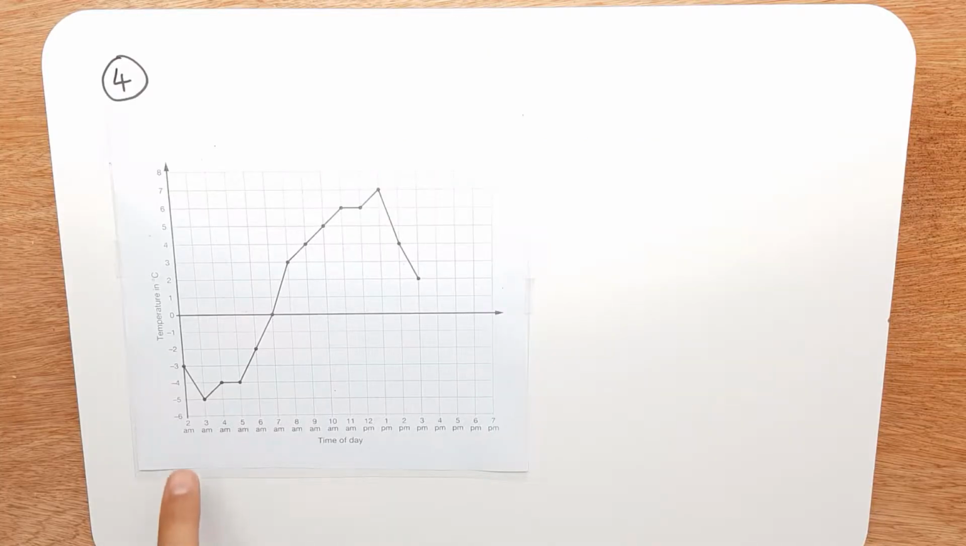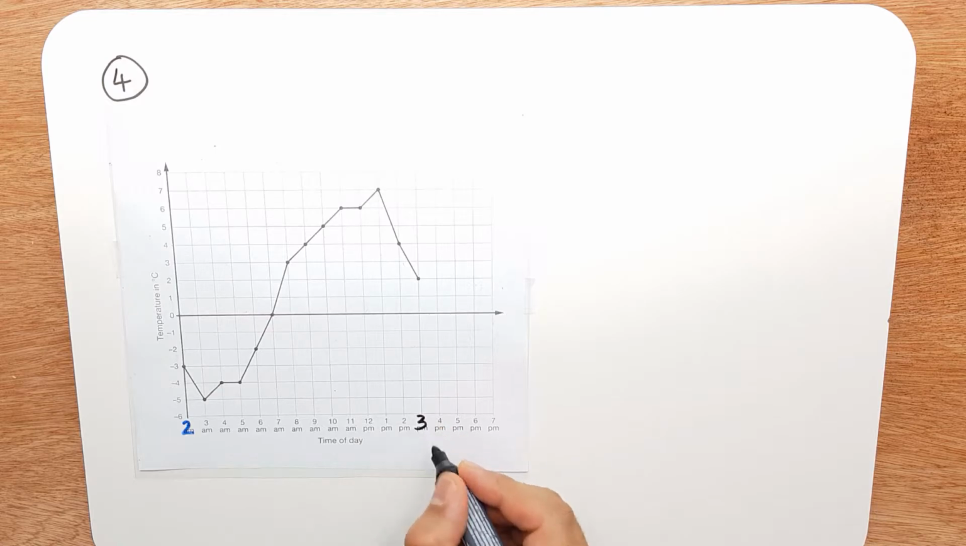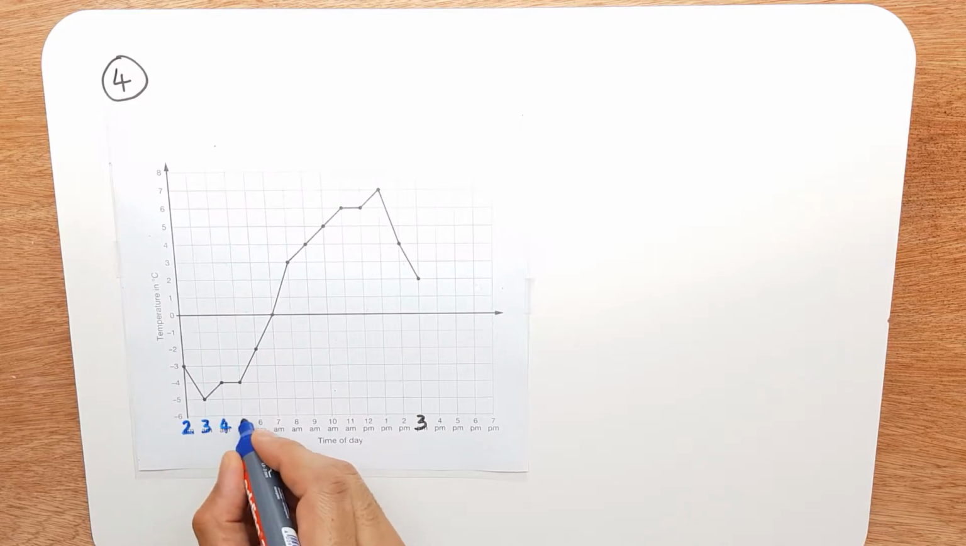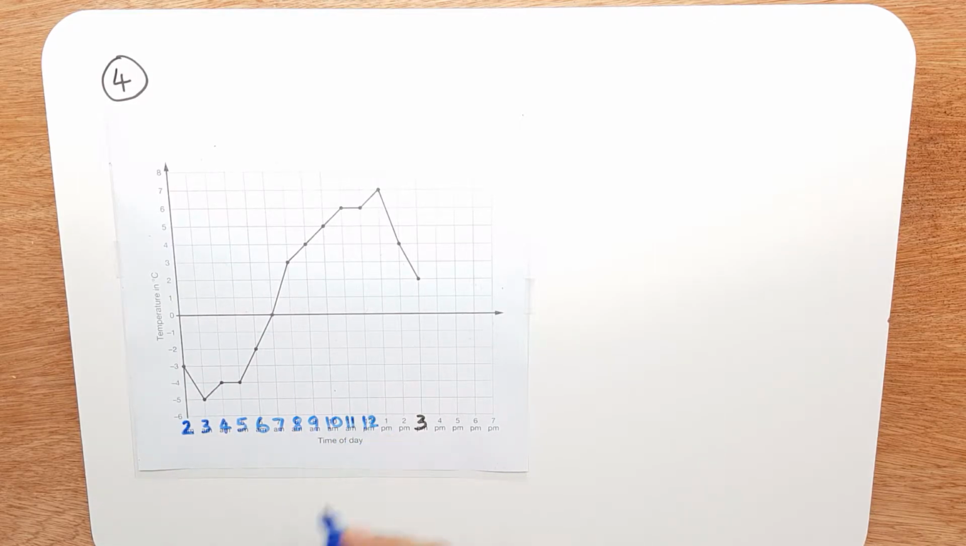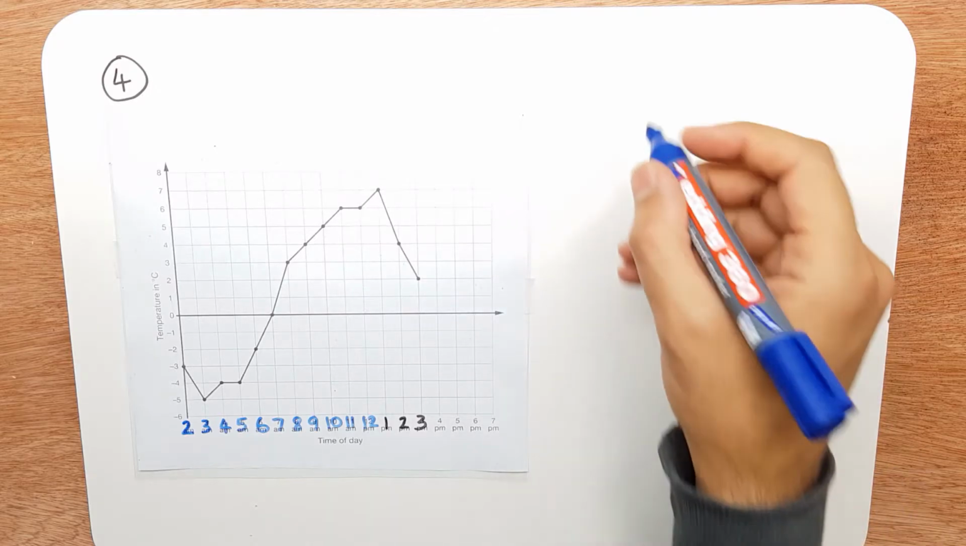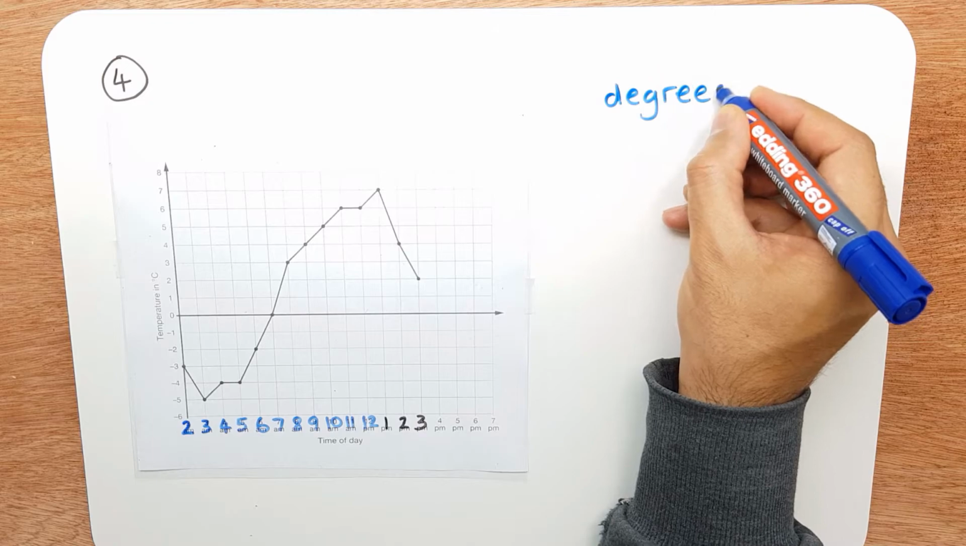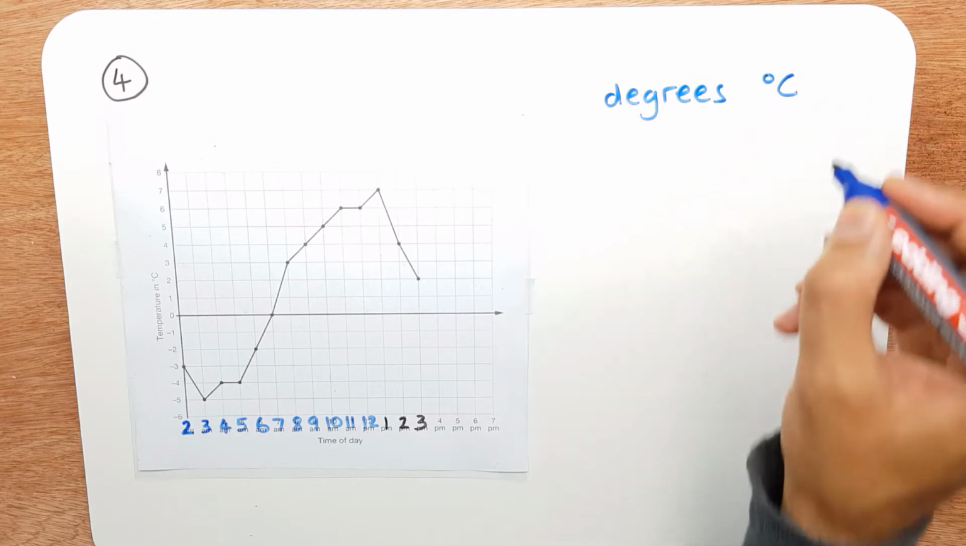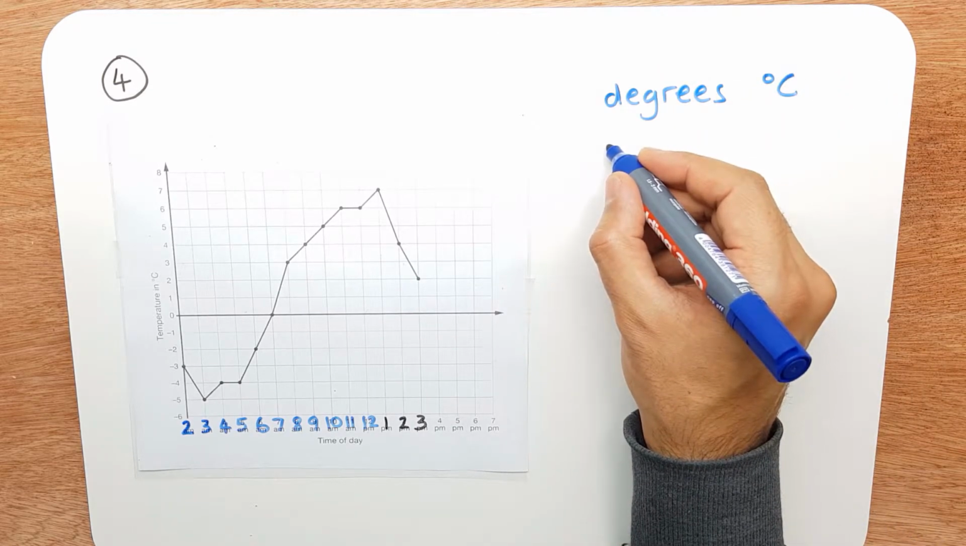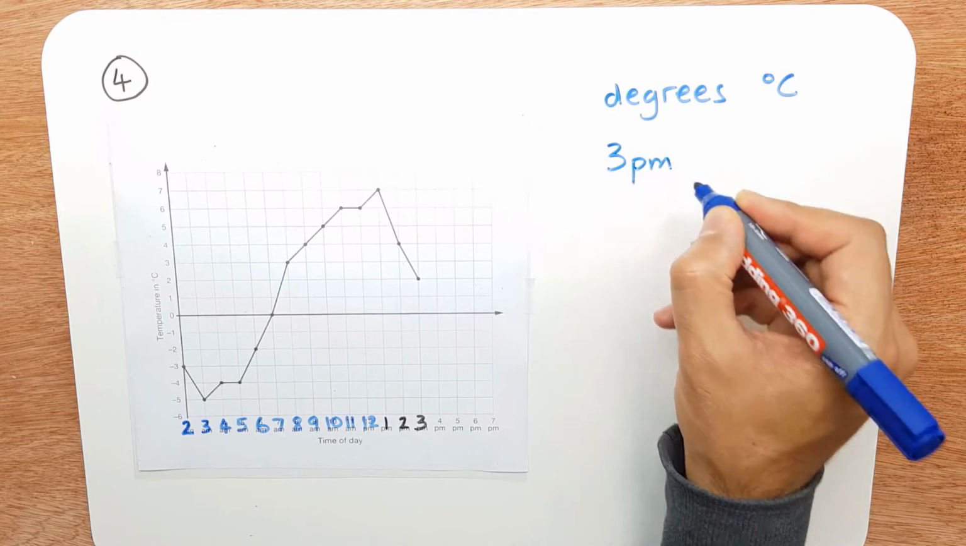In question 4, we're given a graph and it shows the temperature from 2 in the morning to 3 in the afternoon. So let's label all these up. And we're asked to work out how many degrees Celsius warmer it is at 3 p.m.